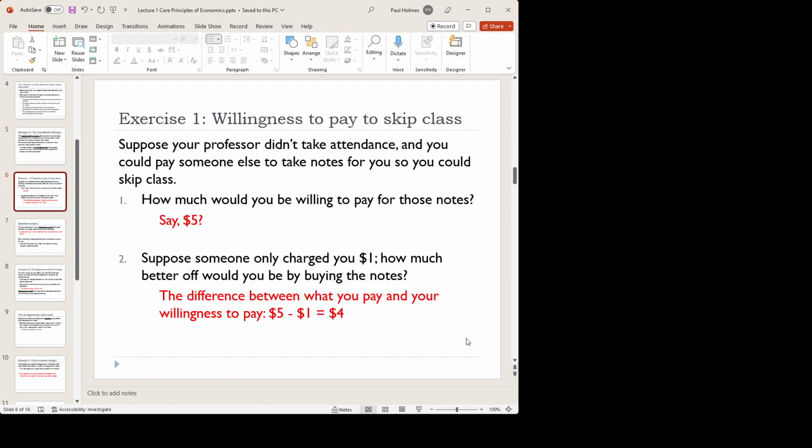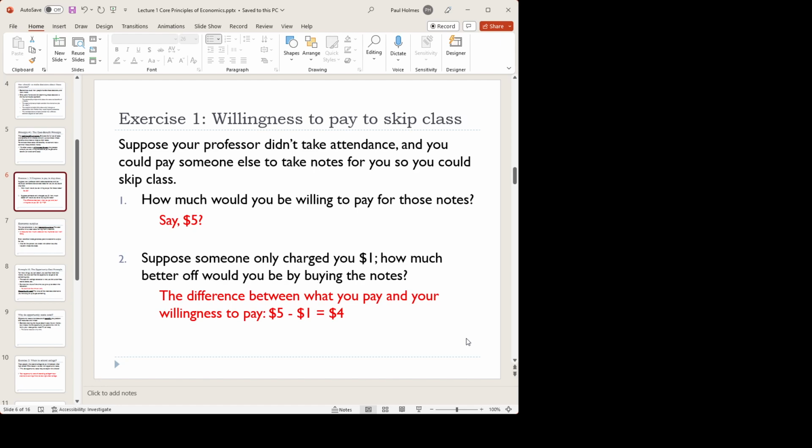So as an example of this, let's suppose you were in a class with a meet-in-person format and you didn't particularly want to attend class on a given day, but you knew that the teacher or professor took attendance. How much would you be willing to pay to be able to skip that class and get the notes without having to lose your attendance points? So let's say that you'd be willing to pay $5 for this. You'd be willing to trade $5 for those notes and those attendance points.